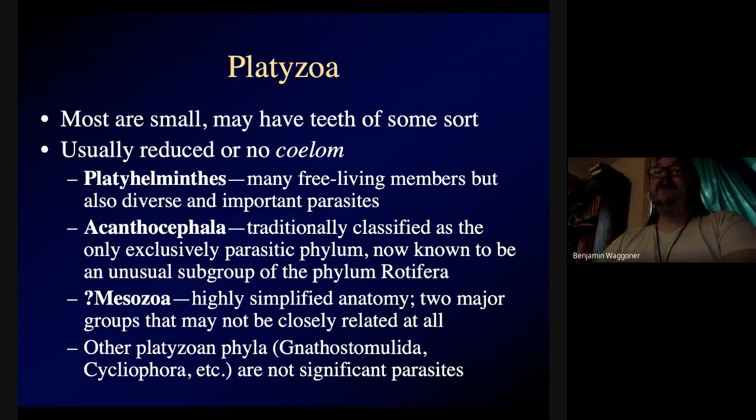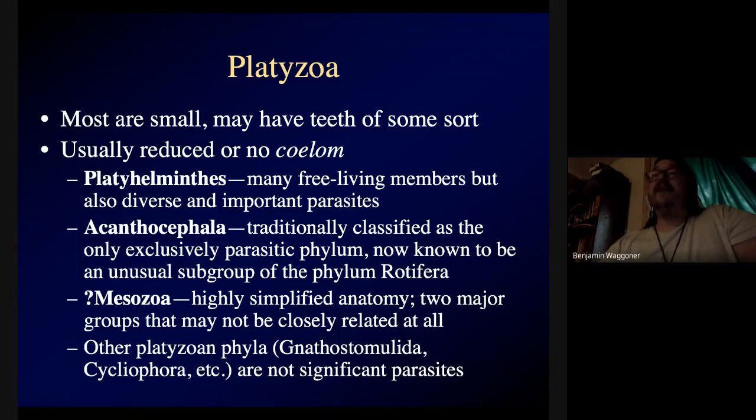And I mention this because platyzoans typically either have a very small one or they don't have any at all. In Platyhelminthes, the body is basically solid tissue except for the gut. The gut is the only open space in the body. Well, except for the ones that don't even have a gut, but we'll get to that soon enough.